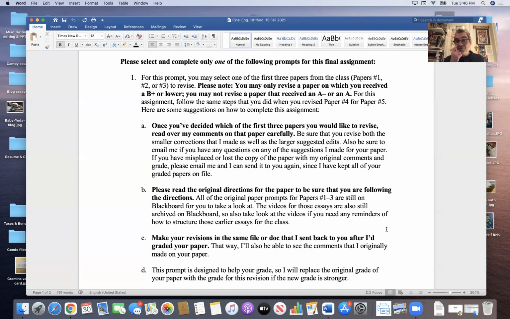So now as far as how to go about the revision, it's very similar to what you did when you transformed paper 4 into paper number 5.